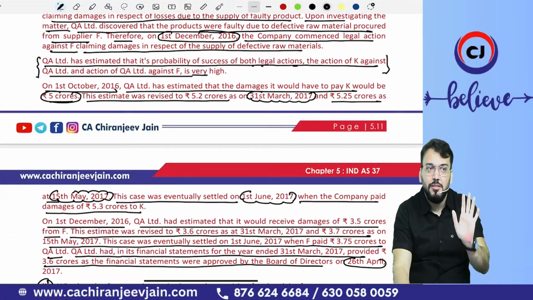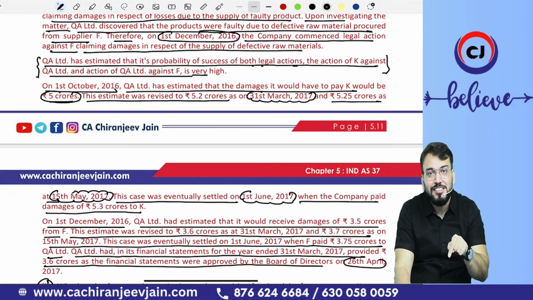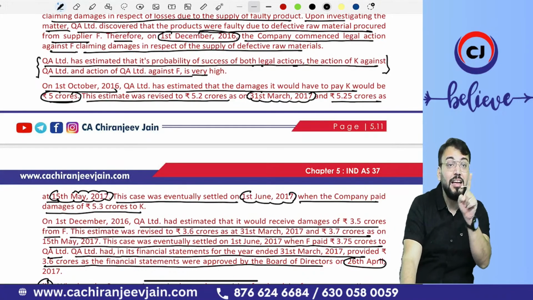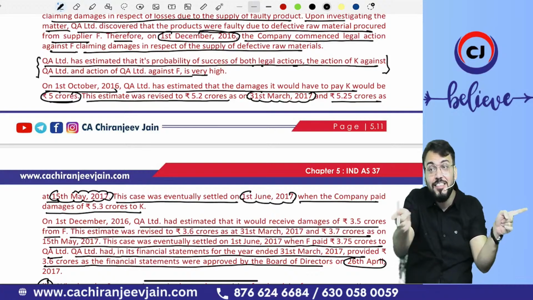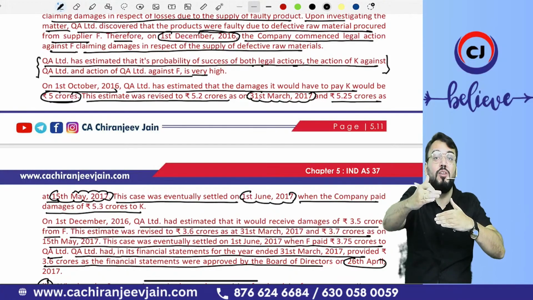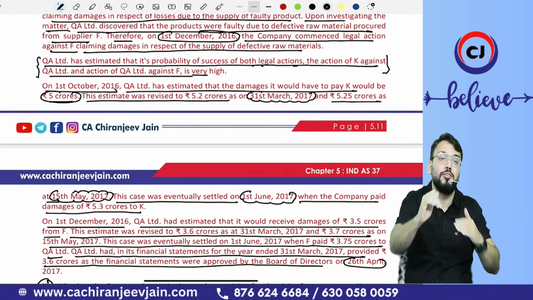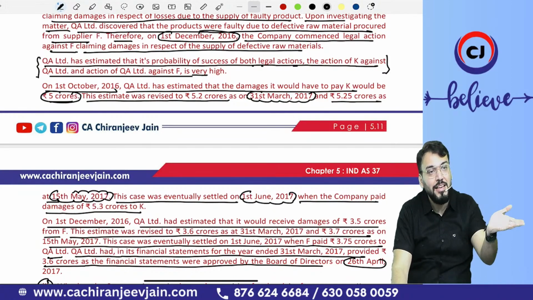Good question. This type of question you can expect in the CA Final exam. This is the difference between CA Inter and CA Final. The level of question will be good. The quality of question will be good. But the concept remains the same.